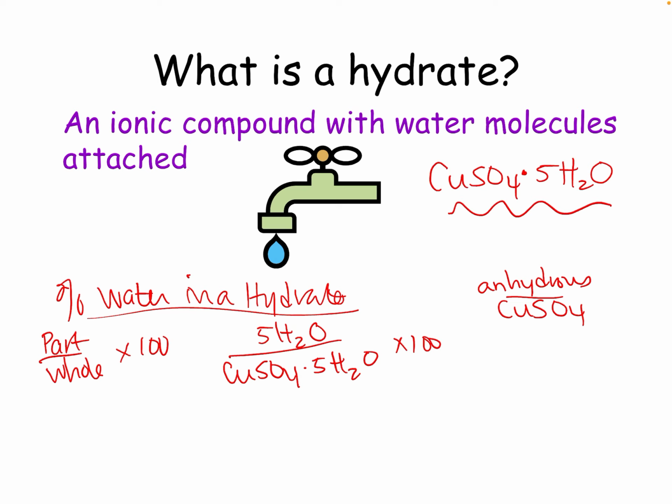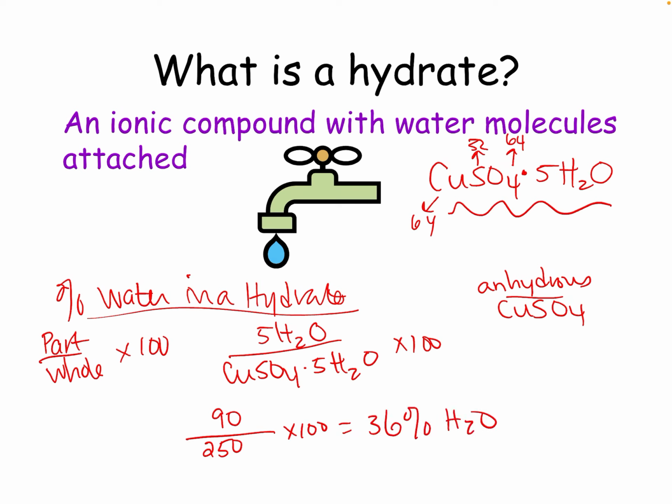So let's do it. I know that 5 times the GFM of water, which is 18, is going to be 90. And then I know this entire GFM, let's see, that's 64, 32, 16 times 4 is 64, which is 160, plus the 90 is 250. And then I'm going to multiply by 100. So 90 divided by 250 times 100 is 36%. So there'd be 36% water in copper(II) sulfate pentahydrate.